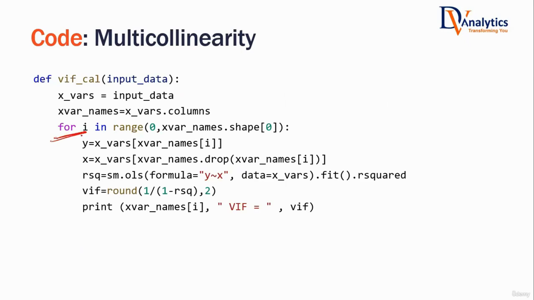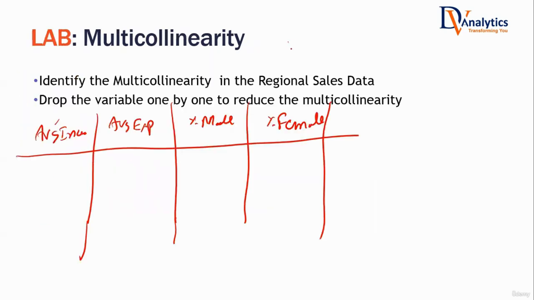We have to run a loop, isn't it? Take one variable first, like when i equals 0 or 1, I'll take the first variable. Then the Y variable will be X1, and the X variables will be X2, X3, X4. Then calculate the R square, 1 by 1 minus R square, and the VIF will be printed. Repeat the same for all the rest of the variables. This is the function that will calculate the VIF for each and every variable. Use this function, and if the VIF value is greater than or equal to 5, that is the variable that is involved in multicollinearity.